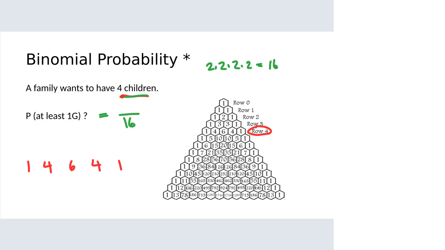And let's see, they're having 4 children. So the highest number of boys they could have is 4. So this is the number of ways to have 4 boys, 3 boys, 2 boys, 1 boy, and no boys.